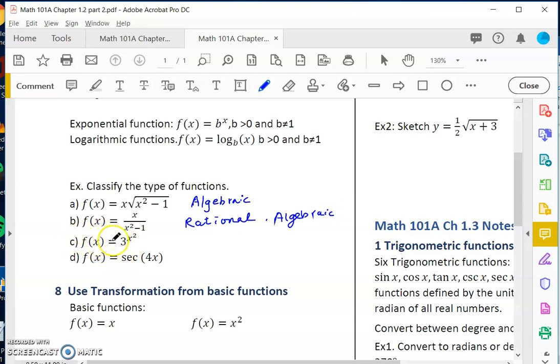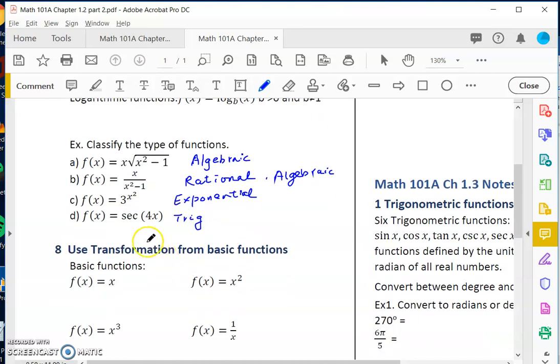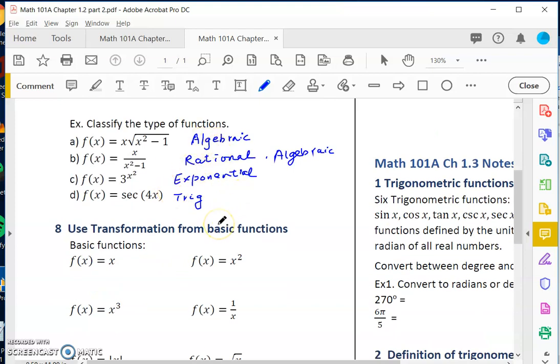And what about f of x equal to 3 to the power x squared? The unknown is in the exponent, so this, of course, is called an exponential function. And the last one, f of x is equal to secant of 4x. This is a trig function, right? It involves the secant function. So you need to name them.